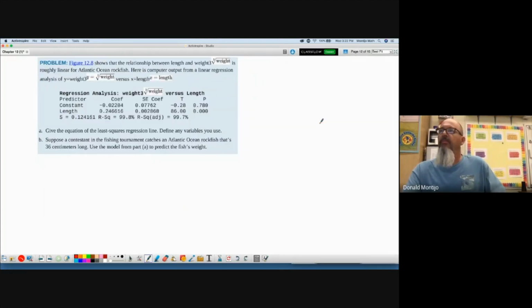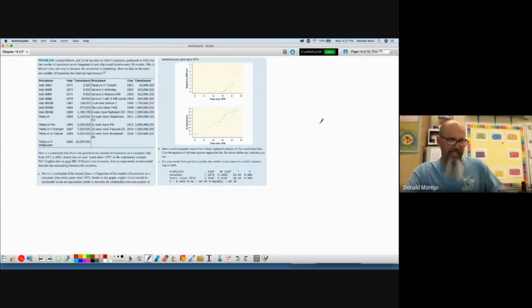Once again, here is the data set. It shows the relationship between the length and the weight is roughly linear, but not the length and the weight. Remember, we said the weight and the cube of the length, or the length and the cubed root of the weight. Either way, we're going to get the same information. So you could look at it from one direction or the other. That's what this problem is showing us here. That's how we would deal with power regression.